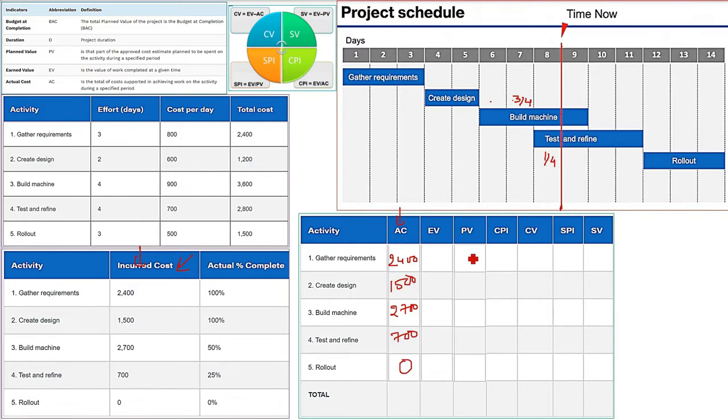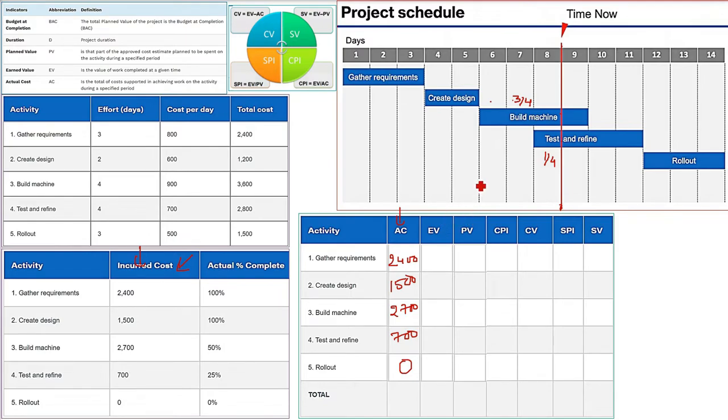Now coming to EV. What is the EV? This is the value of work completed at a given time. This is actually the earned value. So what is the EV here? See, what actual work has been done before this time, end of the 8th day, EV. So how do we find it?